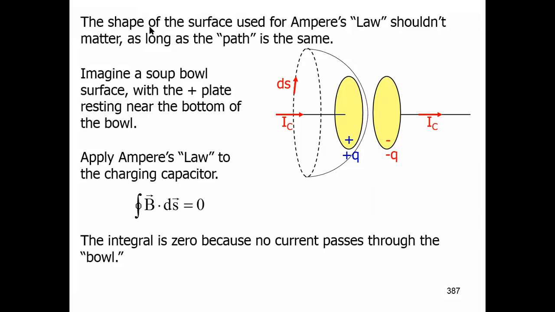The shape of the surface used for Ampere's law should not matter. This was the inconsistency he was looking at. He said, okay, you are taking an Amperian surface, but why are you going for a particular shape? His first observation was that the shape of the surface should not matter. Then he said, if this is really true, then imagine a soup ball surface with the positive plate. As you can see, this is the soup ball surface with the positive plate resting near the bottom of the ball.